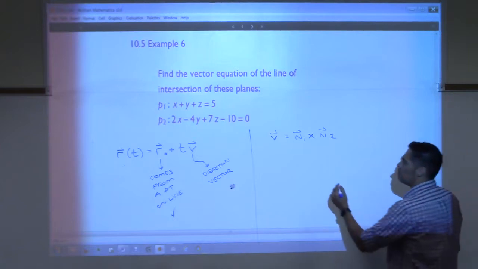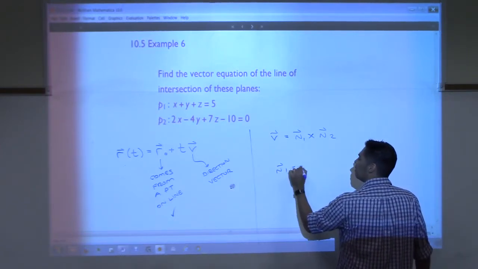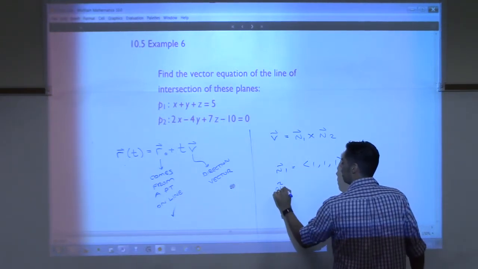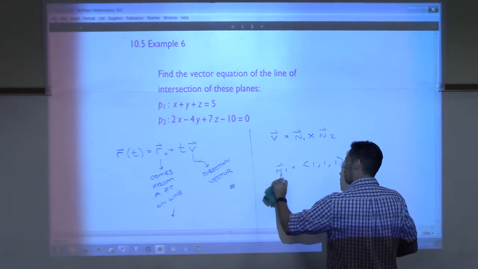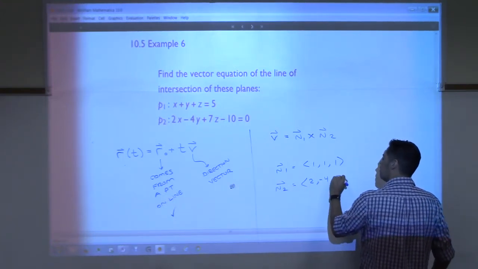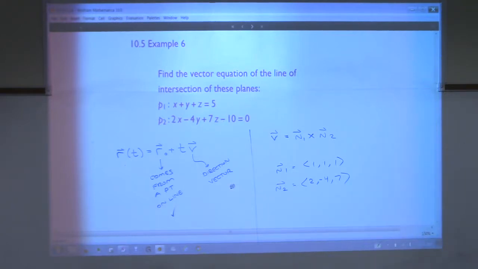All right, let me cross these normals. What are the normals here? The normal of the first plane was 1, 1, 1. The normal of the second plane, I keep doing that, is 2, negative 4, 7. And we did cross those earlier or no? Yeah. We did? That's fine.